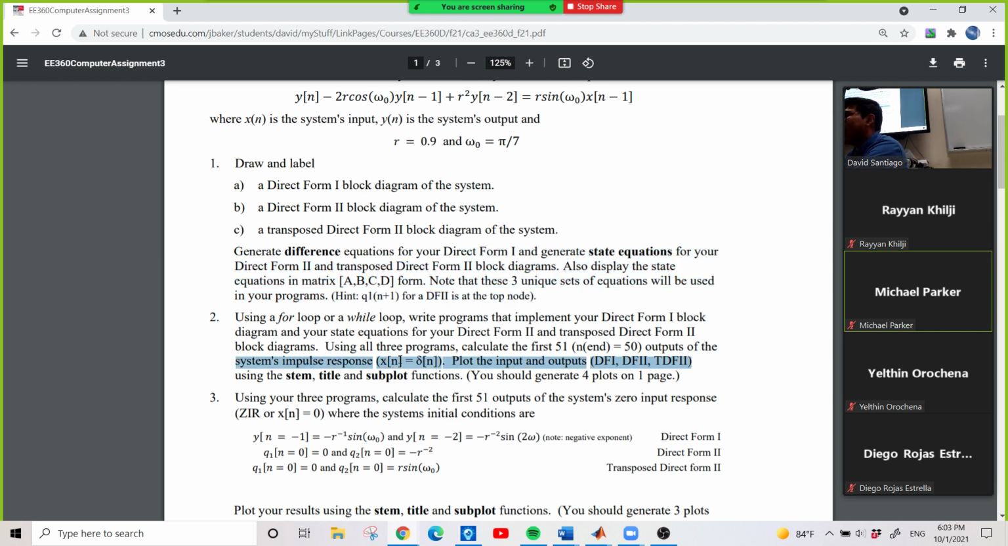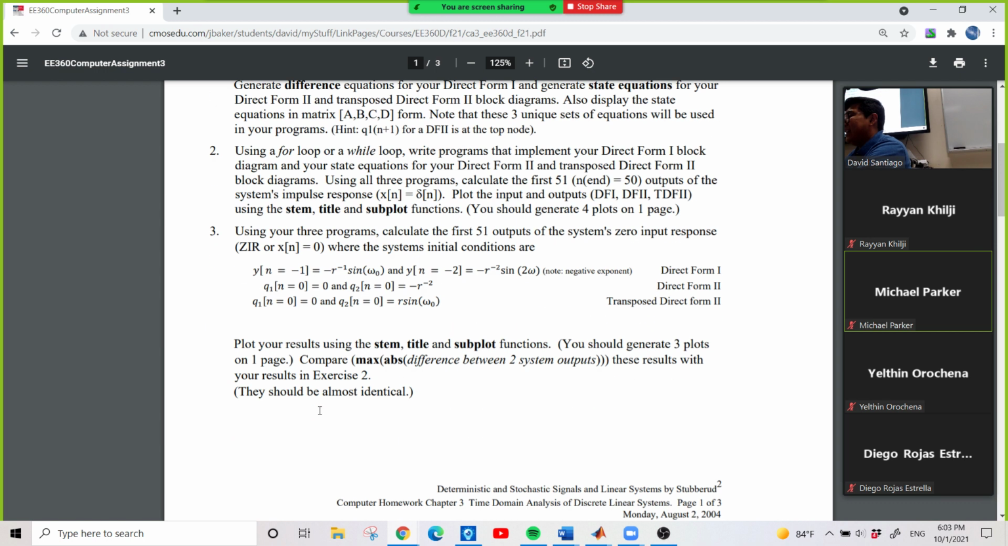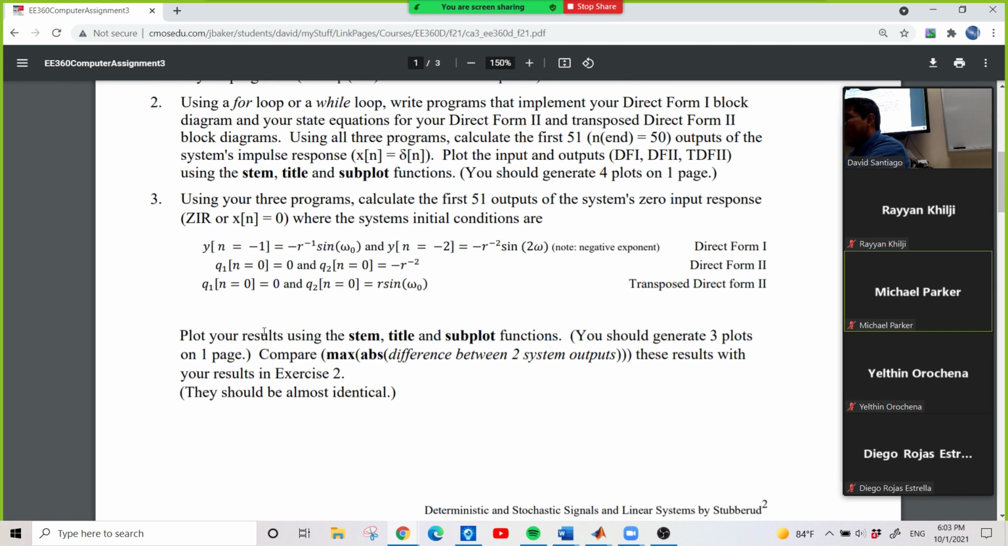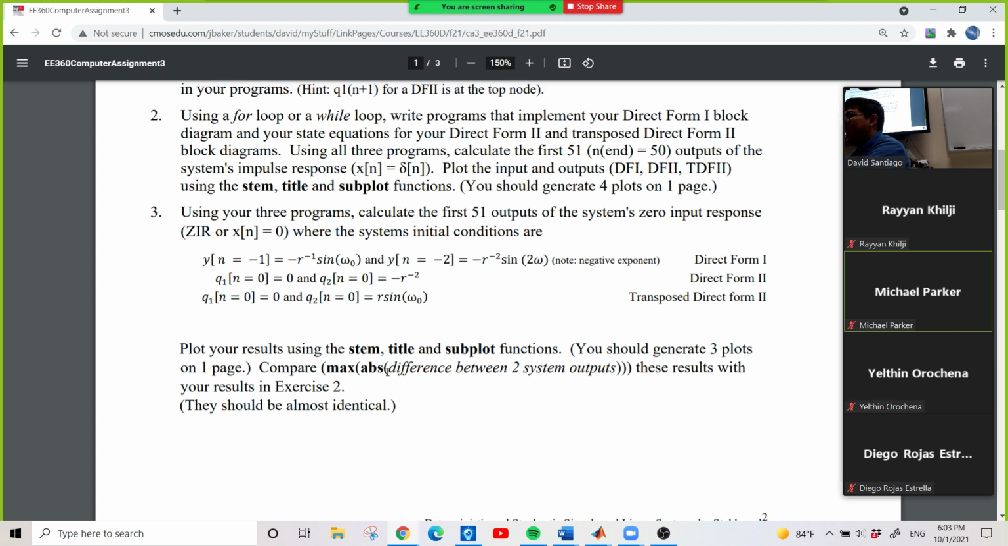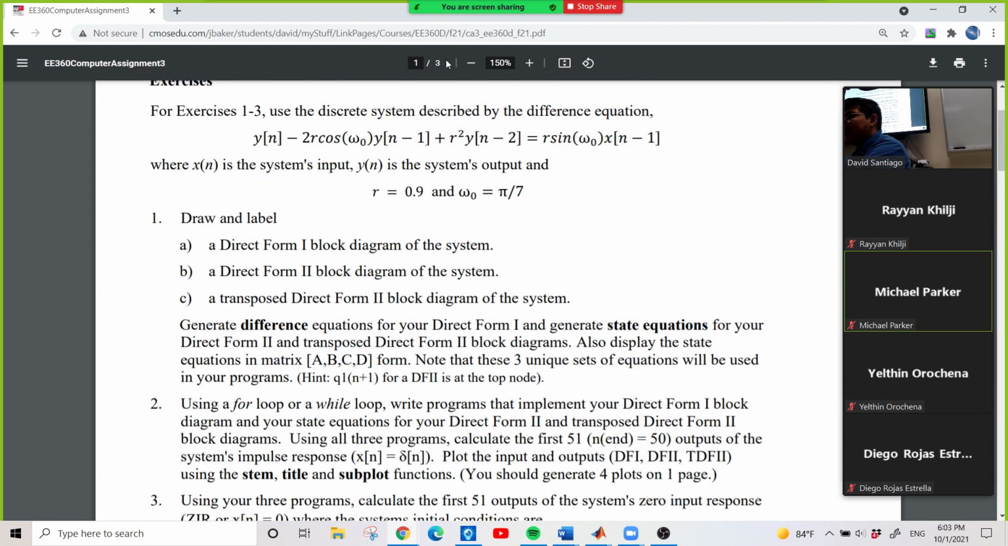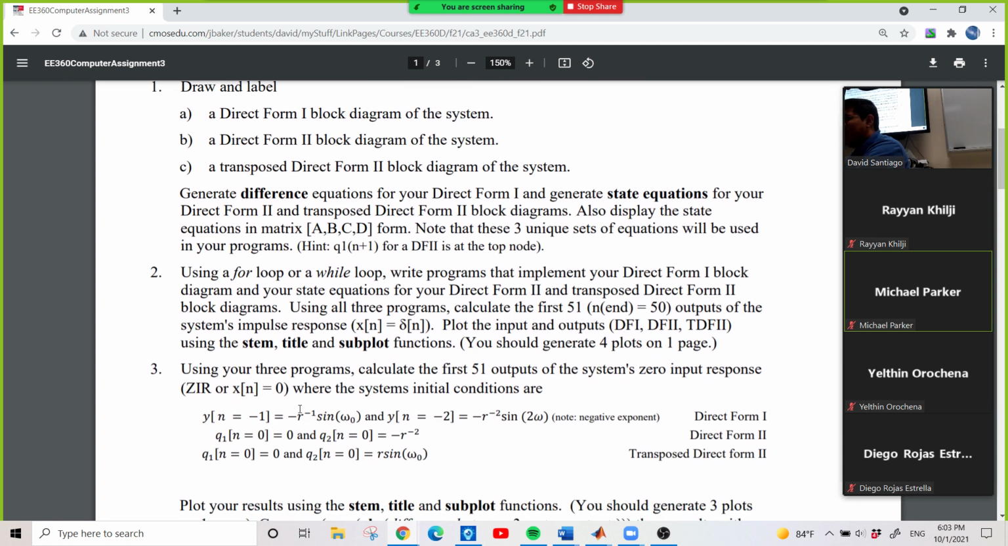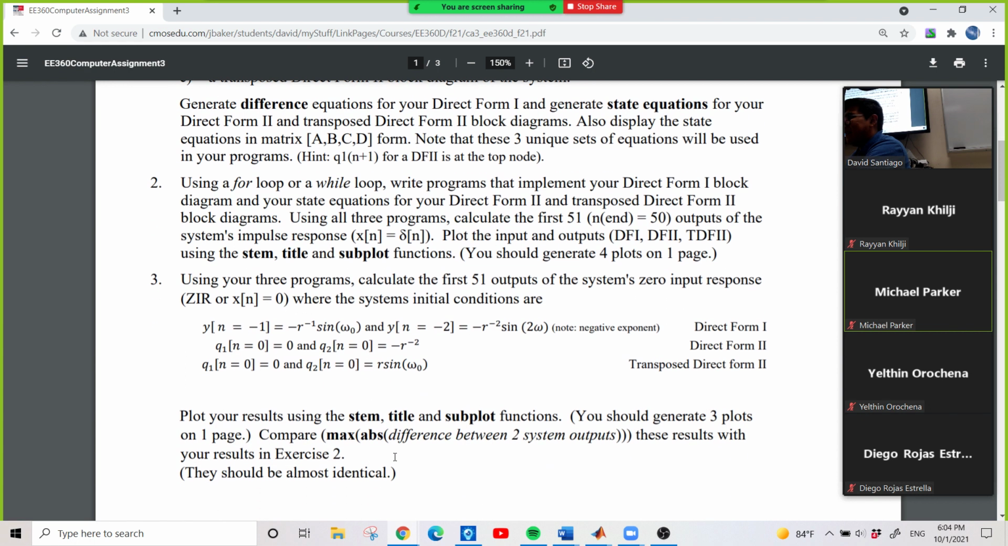And then here's the for loop, hint hint, same thing as computer assignment 2. Now you know how to do this. What I say here is plot them and then compare them. And you see the system right here, right? It's going to be the same response. Actually, I'll tell you this right now. This right here, direct form 1, direct form 2, and transposed direct form 2, the states I put here should all be the same. Okay? So that's your verification.